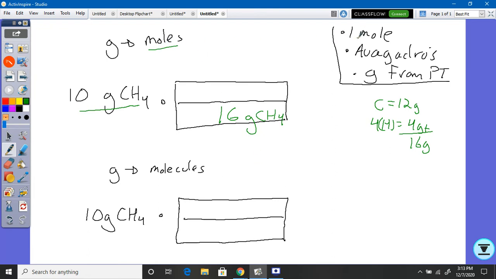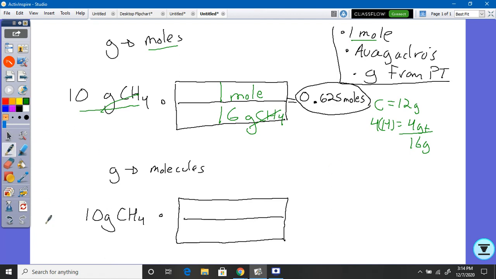If you want to convert it to moles, then your only choice is to write 1 mole. Your gram units will then cancel. So what that ends up being mathematically is 10 times 1 divided by 16. You would be left with 0.625 moles. So now you've converted grams to moles.